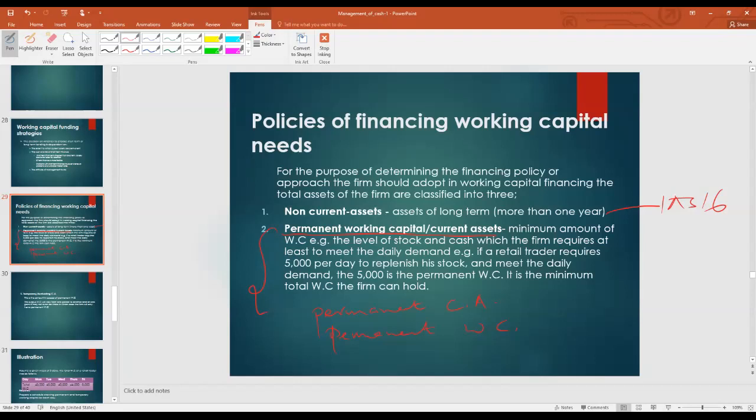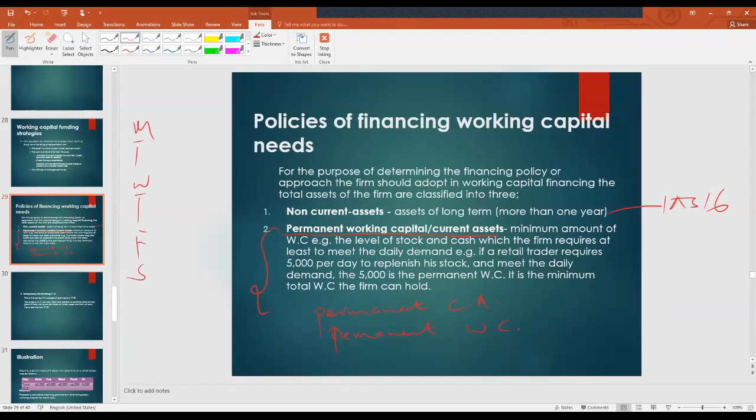If, for example, this is Monday, Tuesday, Wednesday, Thursday, Friday, Saturday. On Monday, we required 1,000. Here we required 2,000. Here 1,500. Here 3,000. Here 2,500. This amount of working capital is required per day. And here 700. We determine what was the company's minimum amount required to invest in working capital for that 1 week. You see it was on Saturday, which was 700. Therefore, the 700 becomes the permanent current assets, or the permanent working capital. It's the minimum investment required over a given time period.